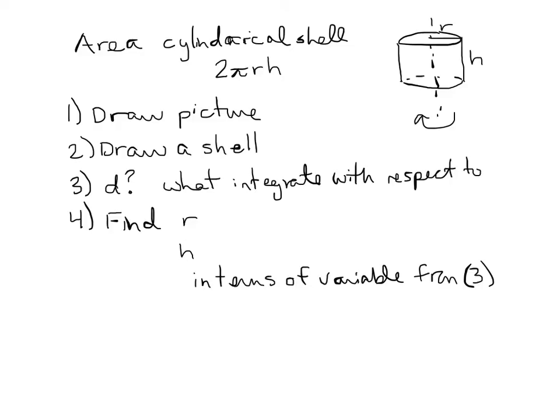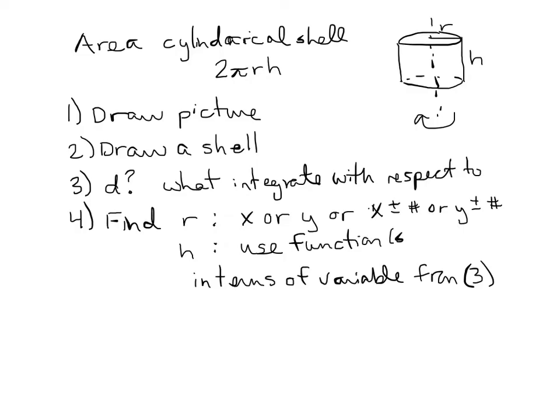Now a little bit of guidelines here. The r is either going to be x or y, or it could possibly be x plus or minus some number, or y plus or minus some number. For h, the height, you're always going to use your function or functions. Okay, so keep that in mind. The radius always has x or y just to a first power. It could have plus or minus a number in there, and then for h, you're going to use the functions.